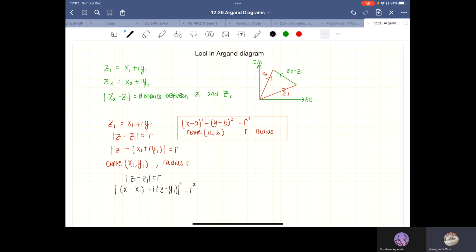And if we square that, we can get rid of the modulus, and we get x minus x1 squared plus y minus y1 squared is equal to r squared. And this form is exactly the same as this.